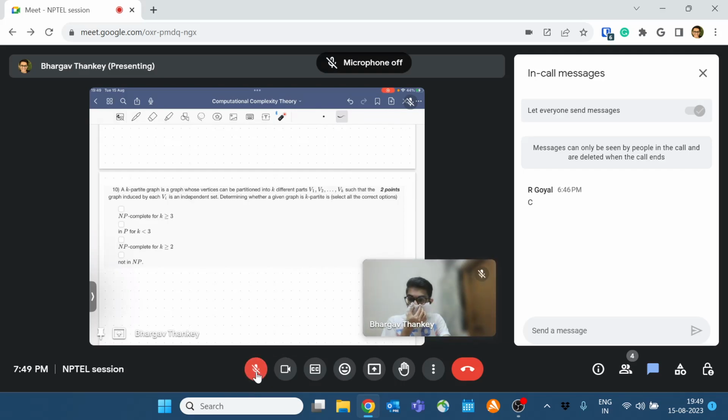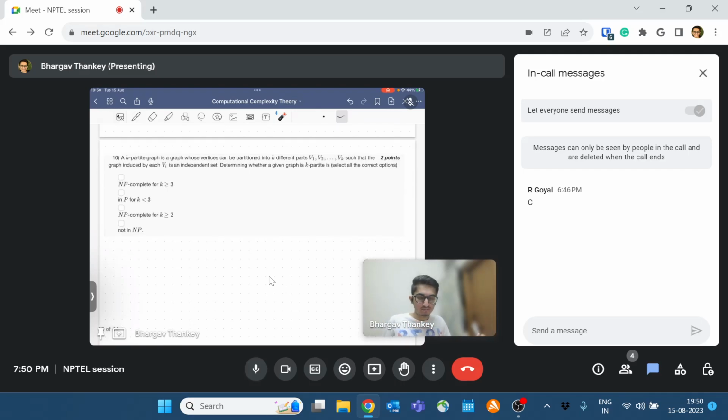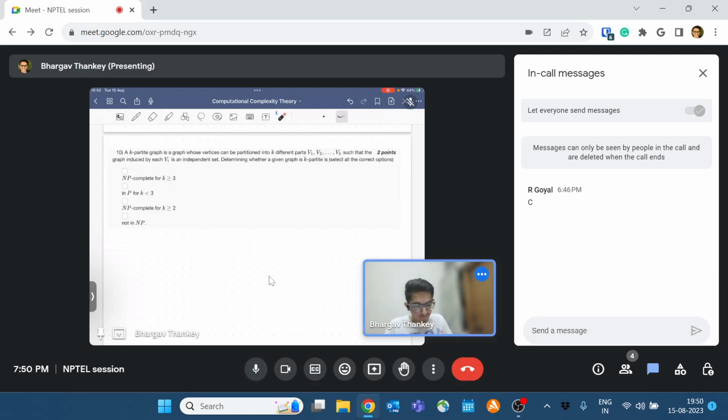So here, the graph induced by each Vi is an independent set. Since I have k number of independent set problems here, and each independent set is NP complete. No, the question doesn't say that. What the question says is the following.